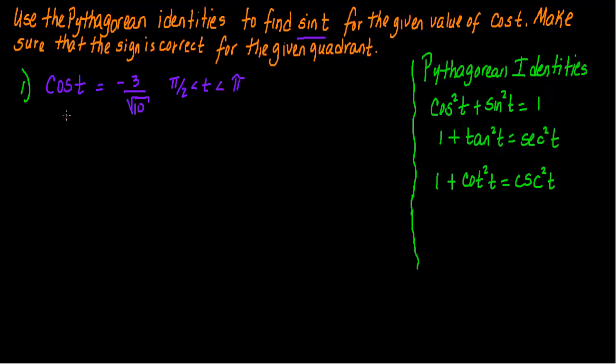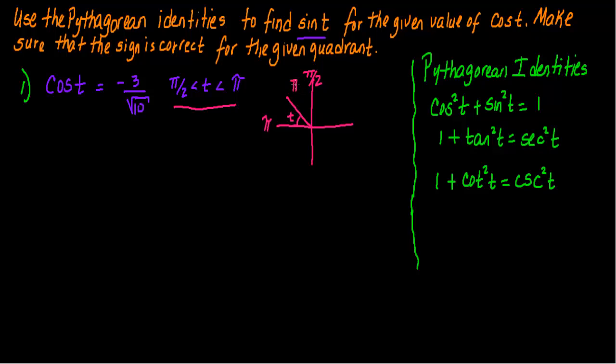Okay, so I have cosine, I want to find sine. And before we start doing that, I want you to pay close attention to this here. It says that the angle that we're talking about is found in between pi and pi halves. So let's draw our coordinate system here. This is where pi is, and this is where pi halves is. So my angle is in between these two angles. That means that this angle is in quadrant 2.